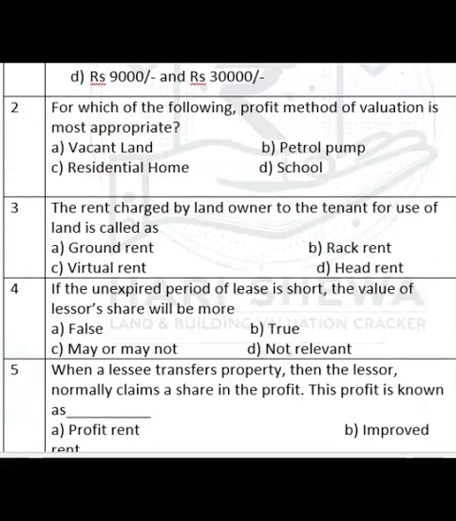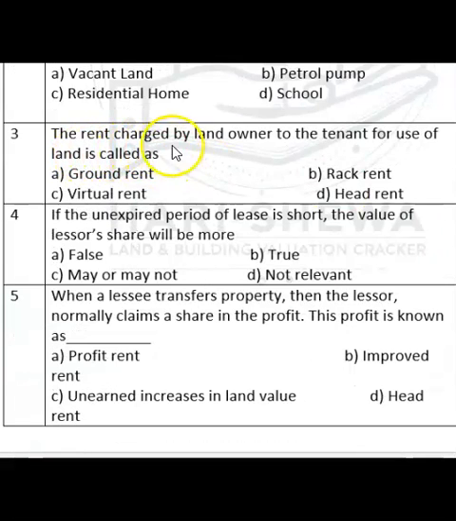Now third MCQ. The rent charged by landowner to the tenant for use of land is called as a ground rent? Yes. Rack rent? No. It is charge on land and building. Mutual rent? No. Here, owner will take the premium. Head rent? Here, lessor will take from the lessee. Here, he is telling for the land owner. So this answer will be the ground rent.